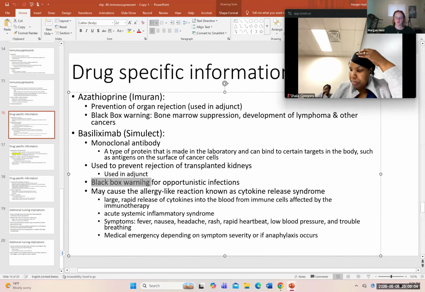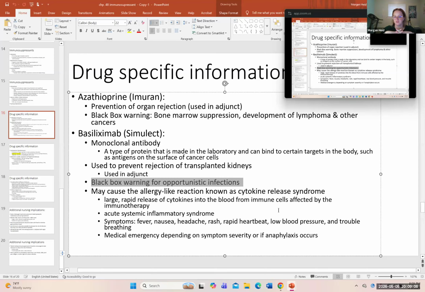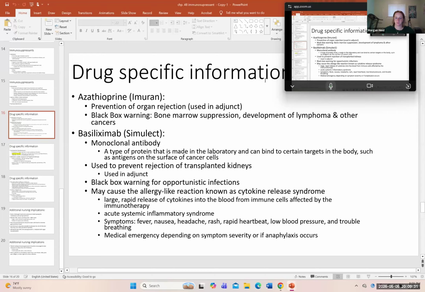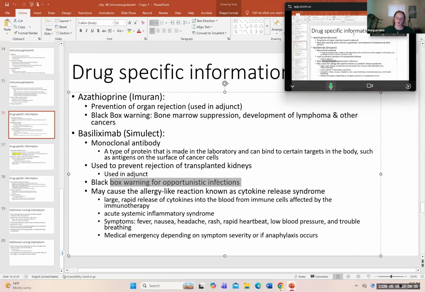Okay. The black box warning is for opportunistic infections. Does anybody know what an opportunistic infection is? Your immune system is compromised, so the infection basically takes its opportunity and takes hold. Correct. Yep. And then it can also give my normal flora an opportunity to overpopulate and cause an infection. All right. Sound good? Okay. So that is going to be its black box warning.